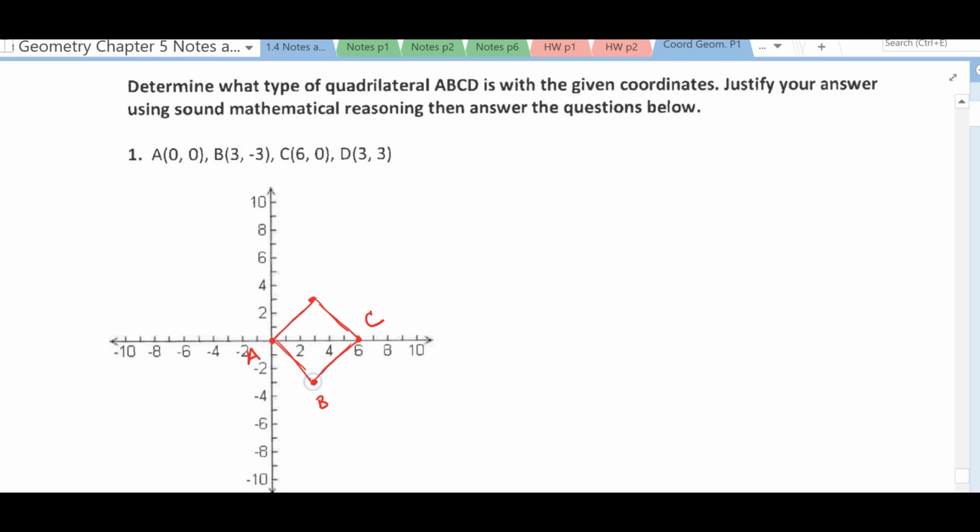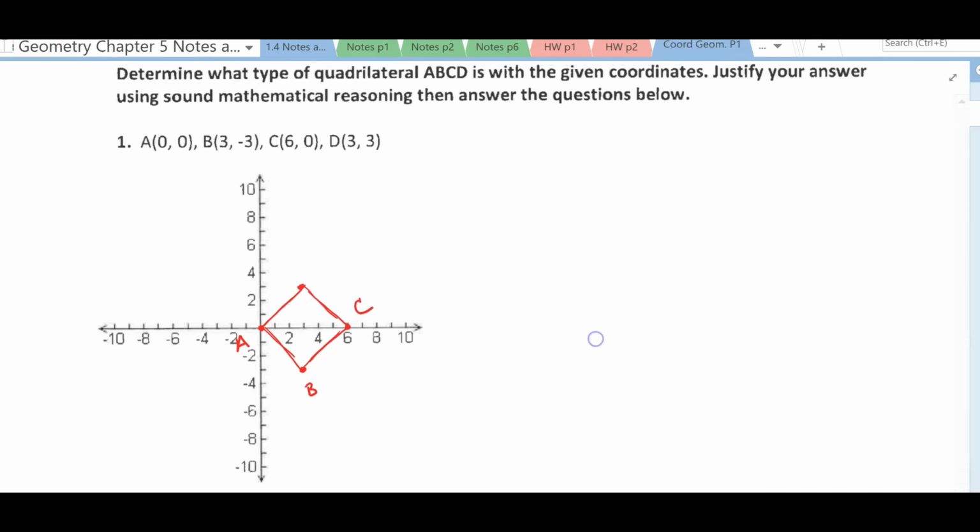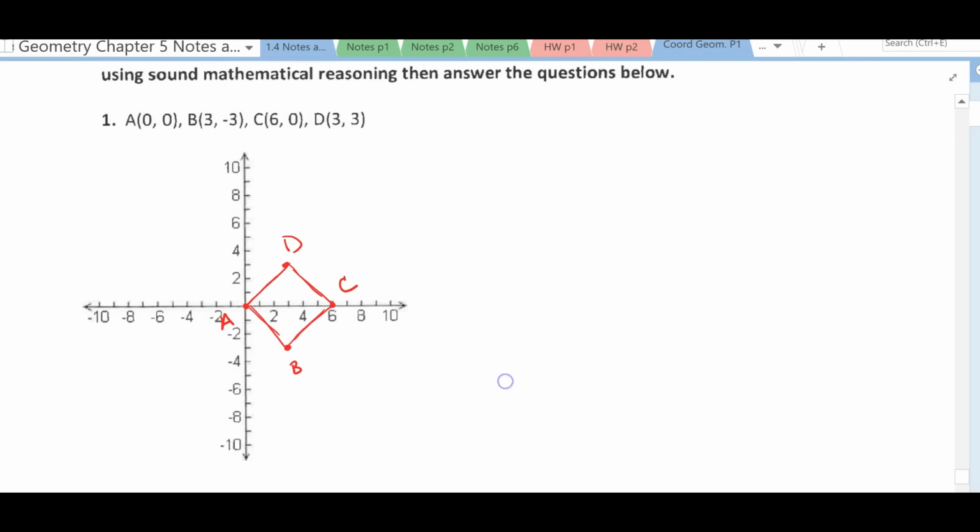Now, for these types of problems, we do want to look at the shape of it and see if we can figure out what it looks like, and then we'll justify it with our mathematical reasoning. So this sort of looks like a square. Mine's a little bit off because I don't have the grids on my graph. You should have them on your graph. But anyway, this is point D. Let's take a look at all the different slopes.